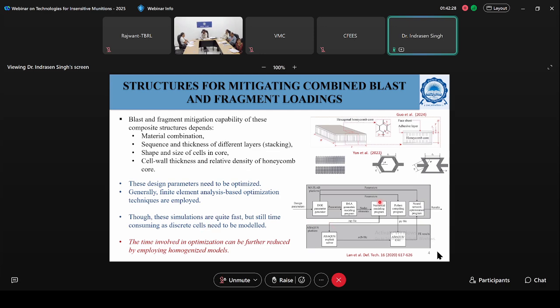But these are quite fast, but still they take time, because in these simulations people model discrete cells of the honeycomb, and as a result the number of elements is very large. So the time involved in optimization can be further reduced by using a homogenized model. Very little work has been done in this direction, so we want to take this up as one of the problems in this project.